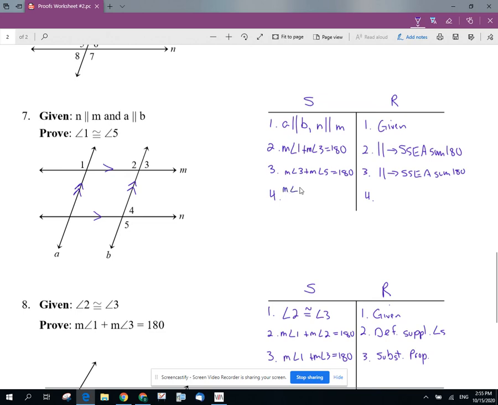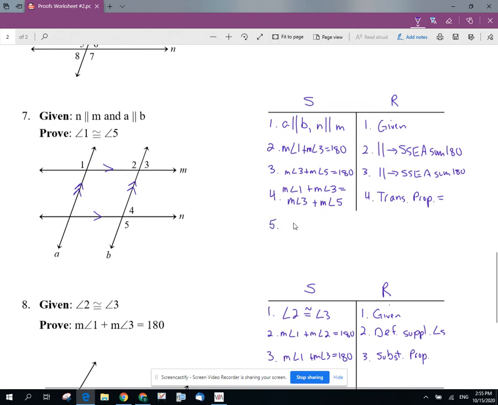The measure of angle 1 plus the measure of angle 3 is equal to the measure of angle 3 plus the measure of angle 5, right? If this is equal to 180 and this is equal to 180, then they're equal to each other. That's transitive property or substitution. This would be transitive property of equality because it's equals here, okay? And then we could subtract the measure of angle 3's off.